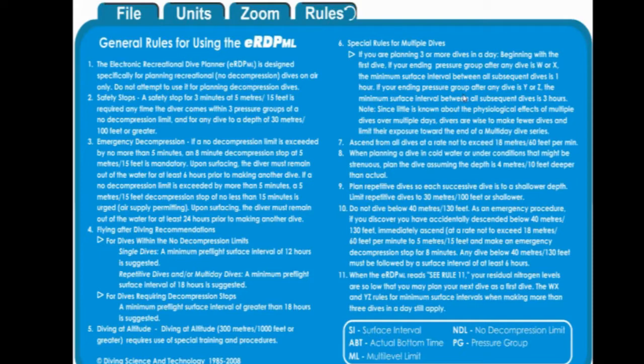Oh, and make sure that you keep these WXYZ rules in your mind for later in the exam when you're asked to plan a minimum surface interval question over a series of dives. You'll definitely get at least one question where you'll find yourself in the WXY or Z pressure group. And although the ERDPML will allow you to carry on after giving a warning, it still could lead you to giving the wrong answer. And lastly, here you'll find out what to do if you accidentally dive deeper than 40 meters. So to get back to planning, you just need to click on the Rules tab again.